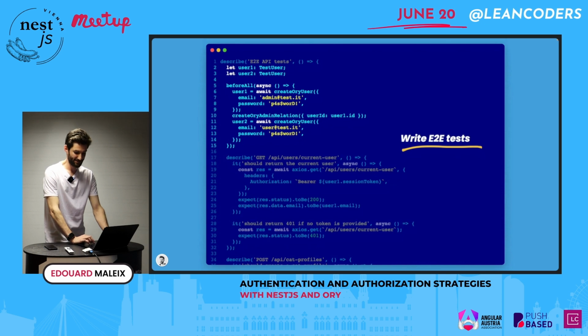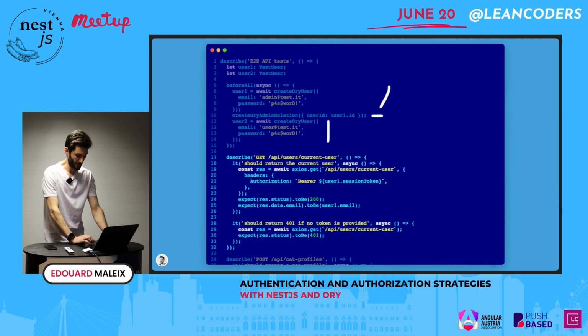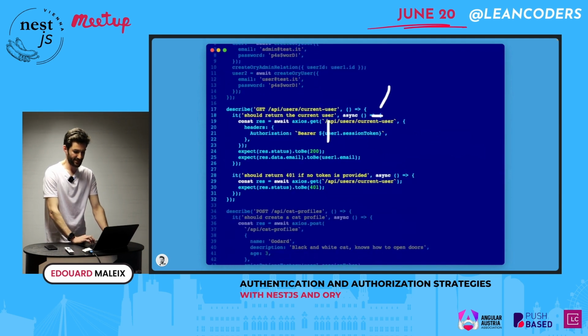Now for the test, you will see that it's pretty simple. As soon as you have those factories ready, so a factory to create an admin user, a factory to create that admin relationship, and another factory to create another user that will be just a regular simple user. Here, let's make the assumption that we have our backend running for those tests, obviously.